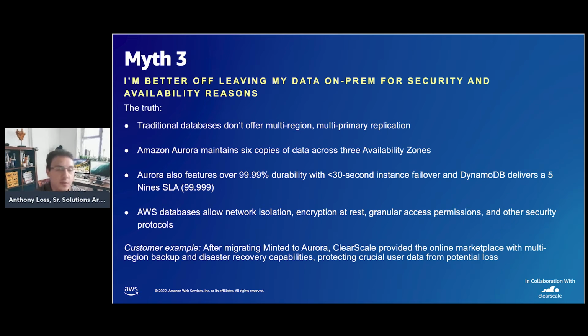So, some of the things we have here: the databases offer multi-region. Amazon Aurora maintains 6 copies of data, so there's very little chance of data loss. 99.99% availability for Aurora, and then an SLA of 5 nines for DynamoDB, which is a NoSQL database. And then AWS databases allow network isolation, encryption at rest, and so on and so forth. Now I'm going to get into this a little bit deeper for you guys.